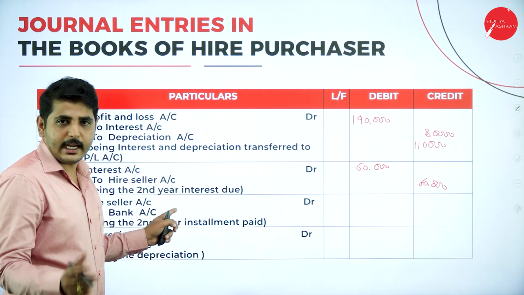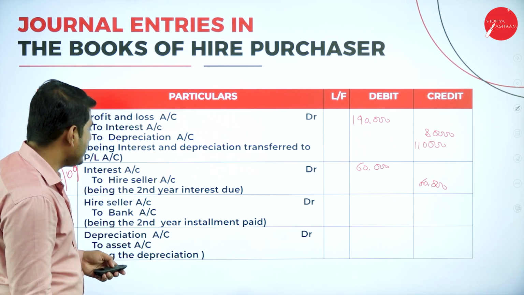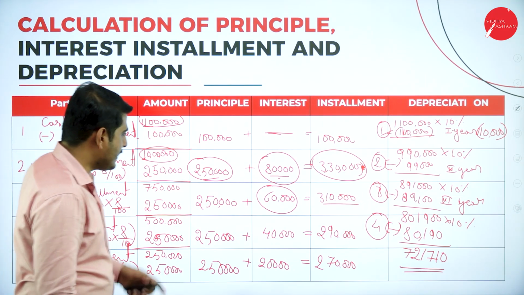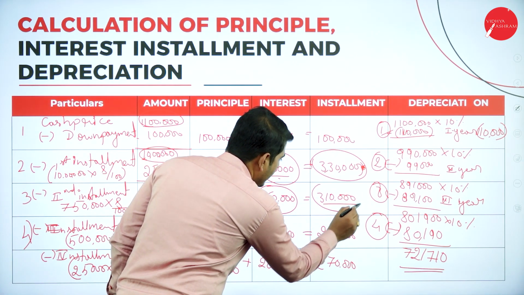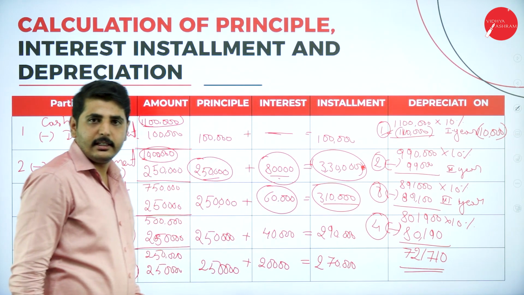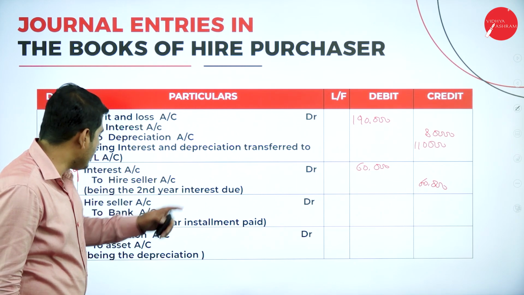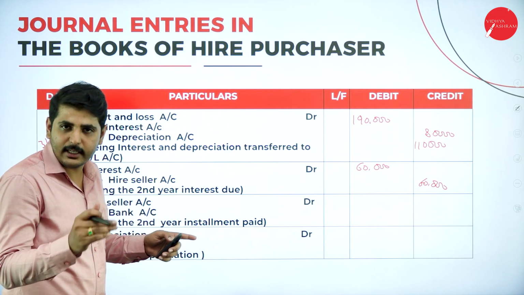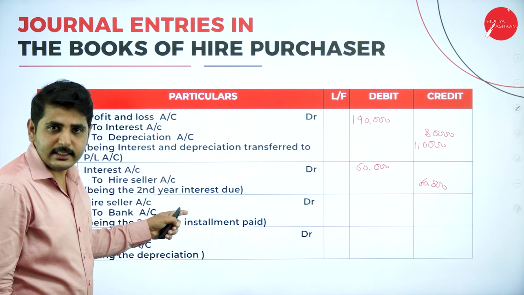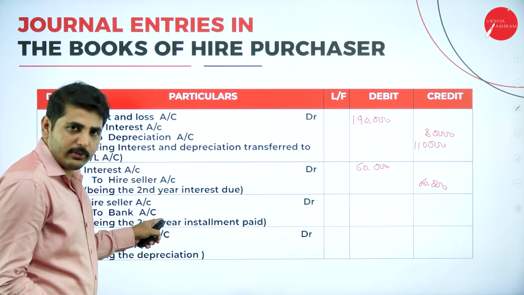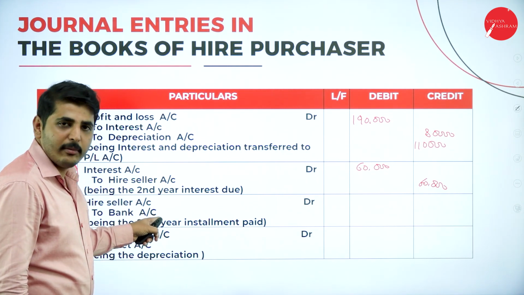Now we have to pay the second year installment. Let's check what the second year installment is. 3,10,000 is the second year installment. So journal entry, hire seller account debit. When you pay the installment, who is the receiver there? Hire seller is the receiver. So what goes out when you pay? Who is the giver? Bank is the giver.